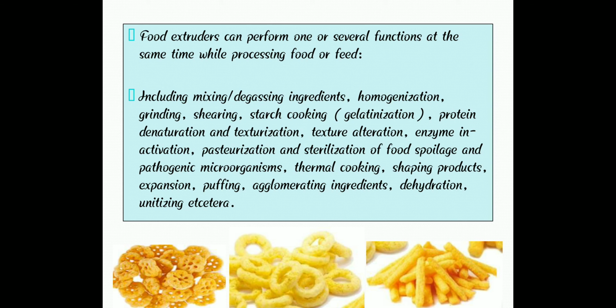Again, pathogenic microorganisms get destroyed. Thermal cooking happens, and we get shape in the product because of expansion, puffing, and agglomerating ingredients, dehydration, dredging, etc. All these processes occur in extruders.